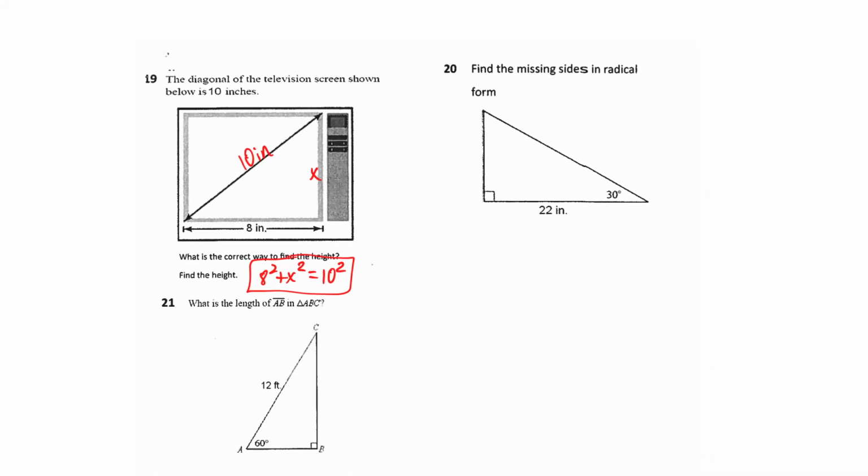All right, number 20, on this 30, 60, 90, to get from the long leg to the short leg, what do we do? Divide by square root of 3. So this is 22 divided by the square root of 3. And then from here to here, we multiply by 2, we double it. So this is 44 divided by the square root of 3.